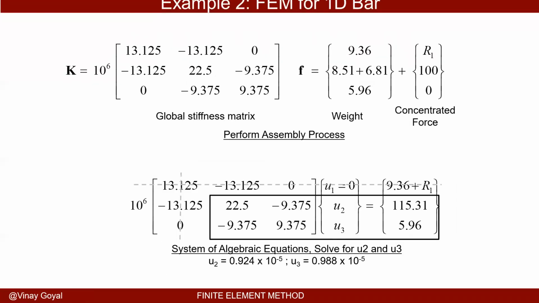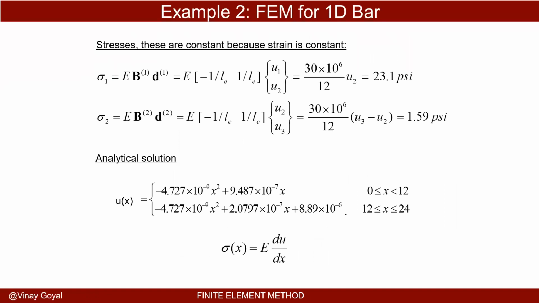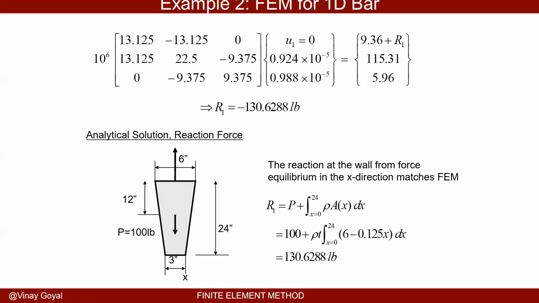Now that I know the deflections, I can calculate stresses. Remember that stress equals modulus times strain, but strain in our problem is the derivative of deflection with respect to x, and I know that's b bold d bold for element 1. So I can calculate this very easily, and I get a constant stress of 23 psi. For element 2, I get a constant stress of 1.59 psi, which makes sense. I should have less stress in the bottom element, while the top element should have higher stress because it's pulling more load. It's pulling the load from the element below.